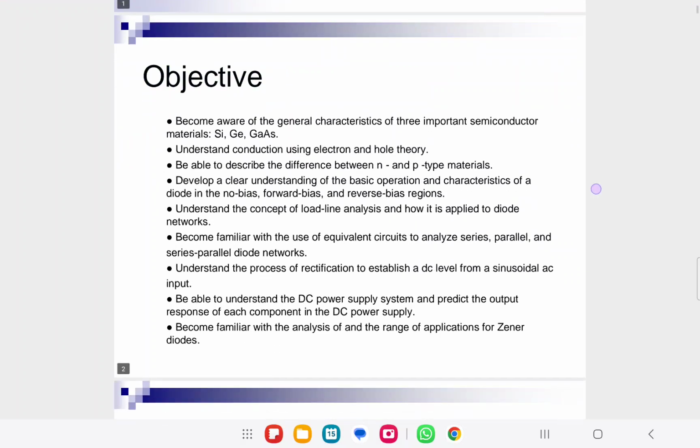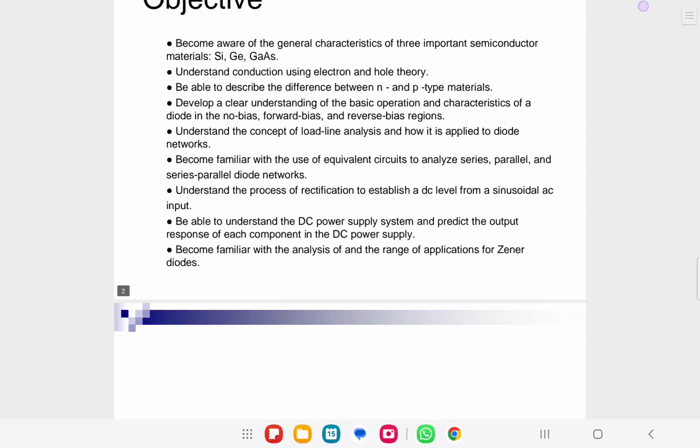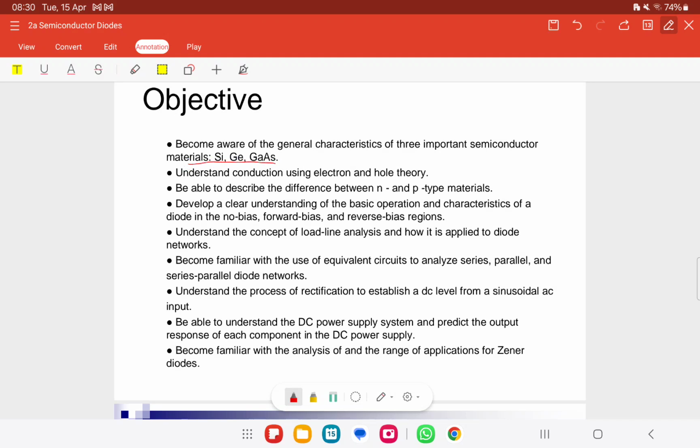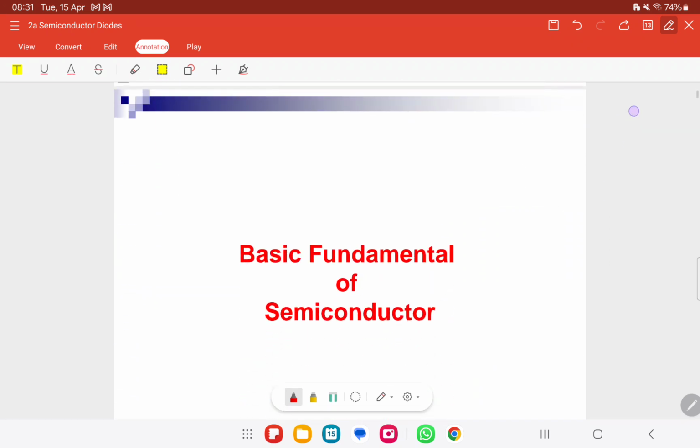Alright. So this is all the objectives that we hope to achieve at the end of chapter 2. Okay, hujung chapter 2 hopefully you guys akan faham all these things lah. Basically this part is on the theory, and this is hujung here, baru kita go for the calculations. Alright. Okay, first we want to go for the basic fundamentals of the semiconductor.